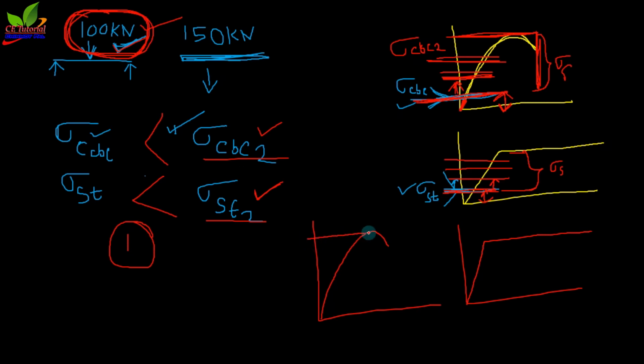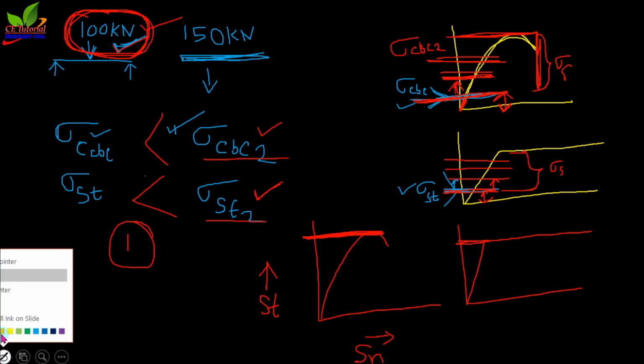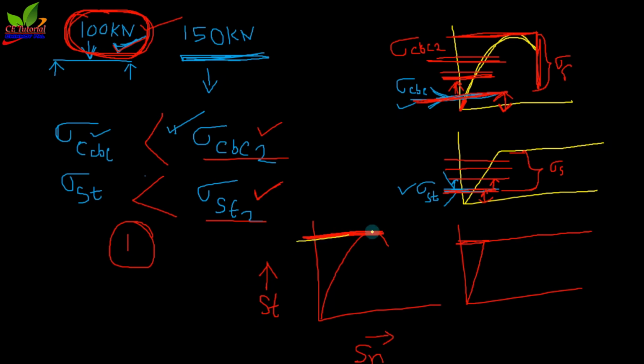The material can resist this much amount of stress. This is the highest stress. This is the stress line and this is the strain line. So the material can resist this amount of stress for concrete and this amount of stress for steel.